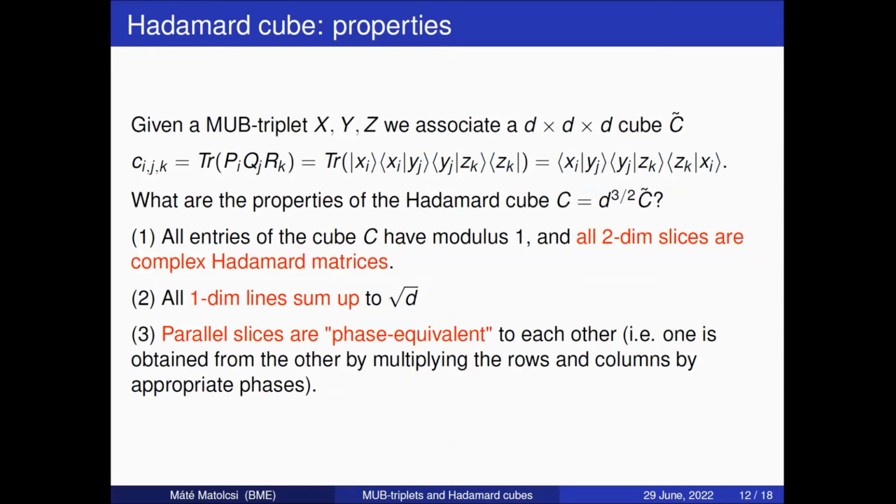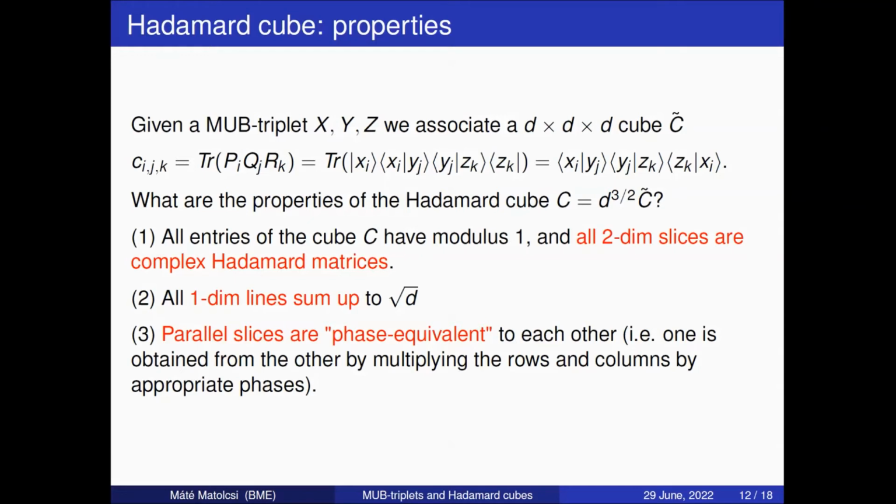And if you write it out in physics notation, I put the P_i, Q_j, and R_k for you. And of course, the trace you can circulantly pull over the x_i to the other side, and it becomes x_i, y_j, z_k, z_k, x_i. So if you like to think in terms of vectors, you can do that. If you like to think in terms of projectors, you can do that.